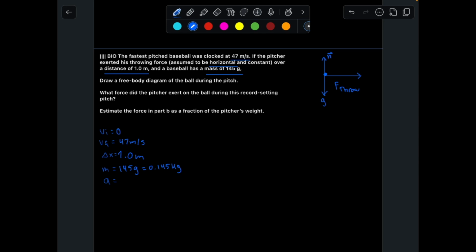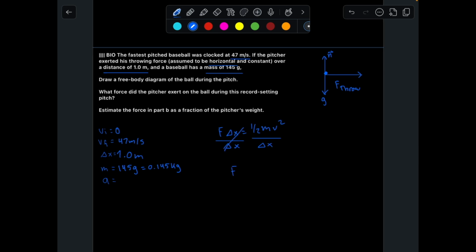So to calculate the force, we'll go ahead and use this formula. It's going to look like the force times the change in distance is equal to 1/2 mass times velocity squared. And we're trying to isolate the force, so we'll go ahead and divide by the distance on both sides, and that will cancel out. So we have force is equal to 1/2 mass times velocity squared divided by change in distance. And we actually have all of these variables.